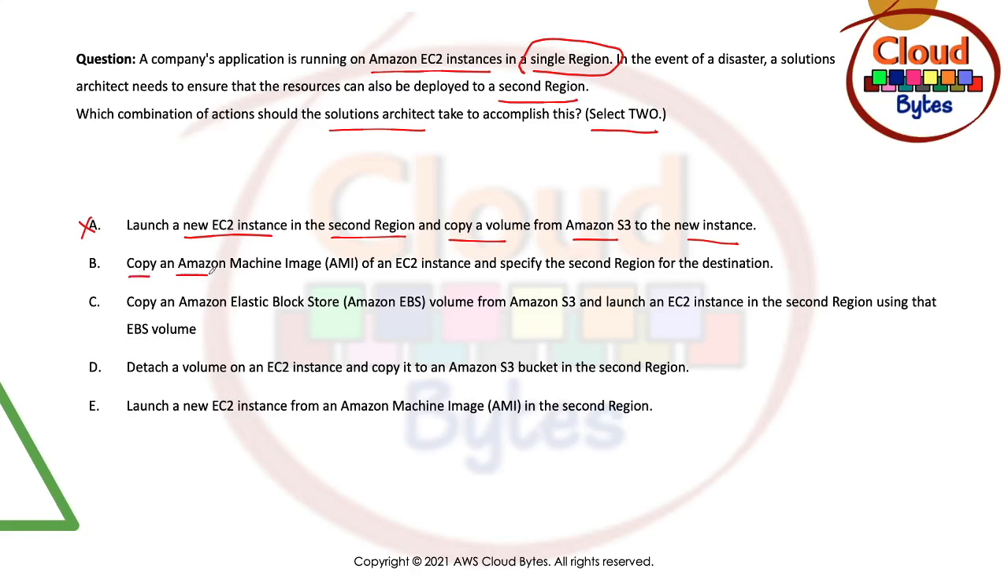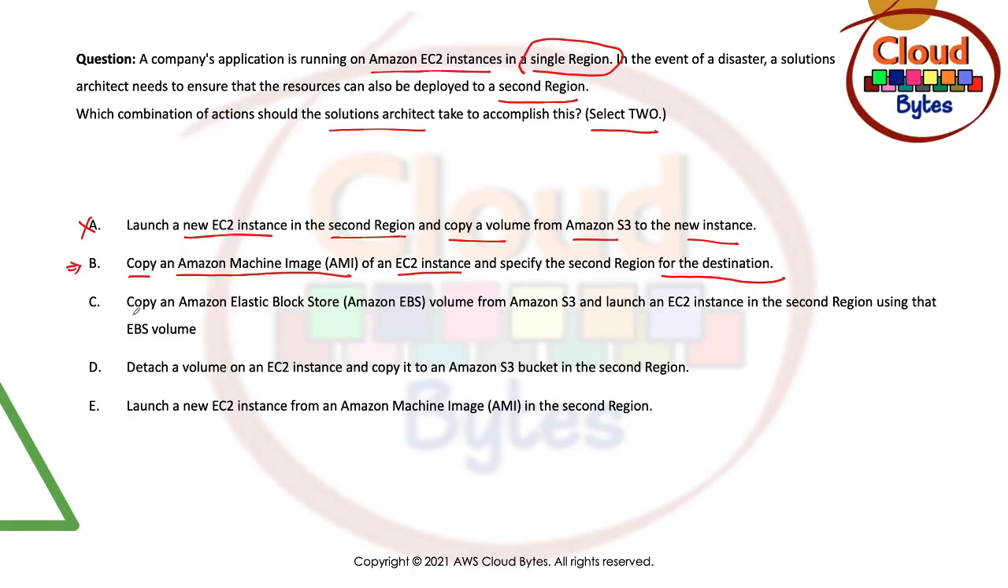Option B: copy an AMI, which is Amazon Machine Image, of an EC2 instance and specify the second region for the destination. So you can do that. This looks like a feasible option, so let's keep it as one of the options.